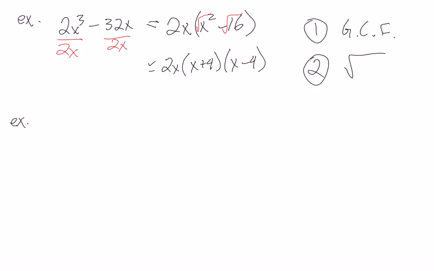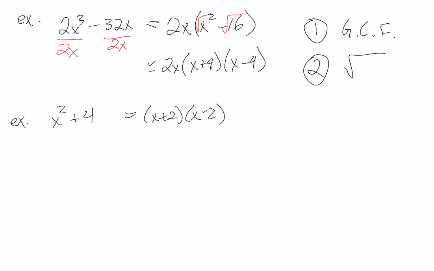Okay, let's do one more. Okay, this one looks too easy, and sometimes too easy is too good to be true, and that's what happens in this case. So a common mistake people make is they square root both sides, so they go x plus 2 and x minus 2.